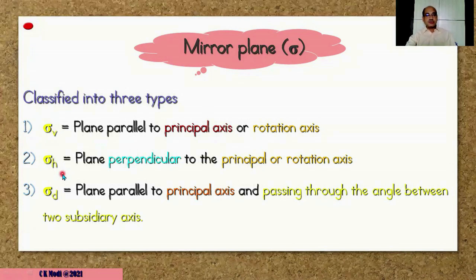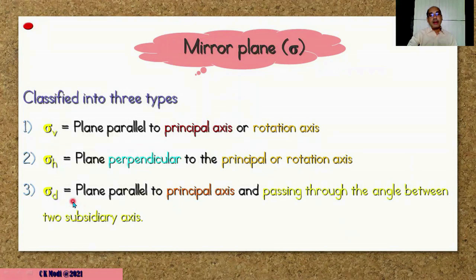Same way sigma H, the horizontal plane. Now what is the condition of sigma H? The plane passing through the center of that molecule and it divides it into two parts, both the parts being mirror images of each other. And the second condition is the plane which is perpendicular to the principal axis or rotation axis. So the plane which passes through the center of that molecule and divides it into two parts, along with being perpendicular to the principal or rotation axis, is called the horizontal plane.